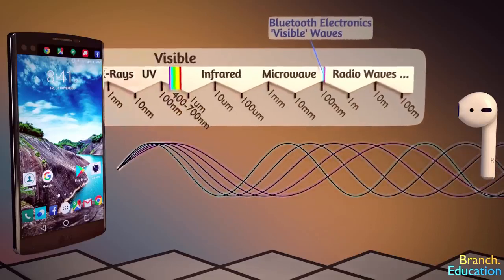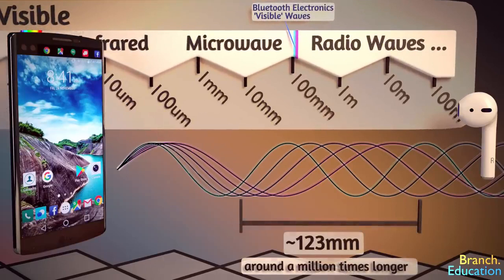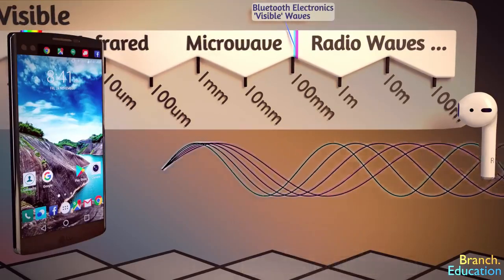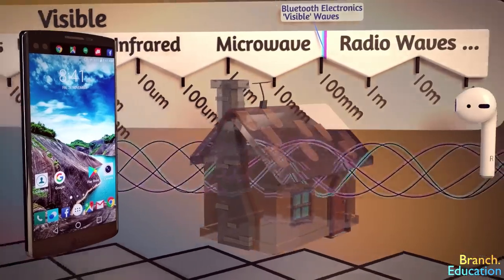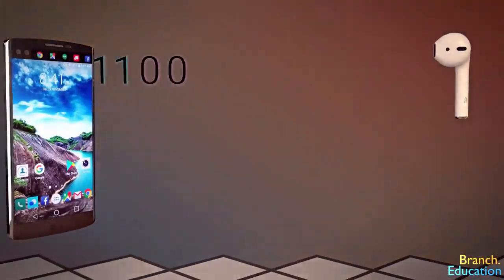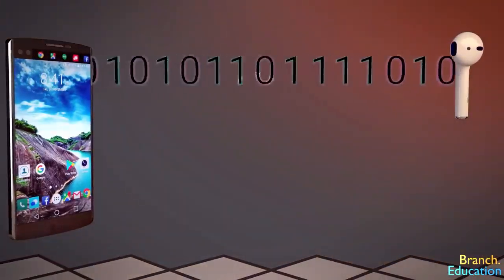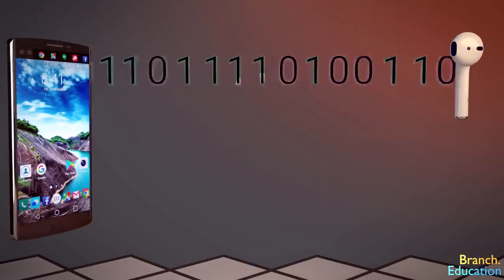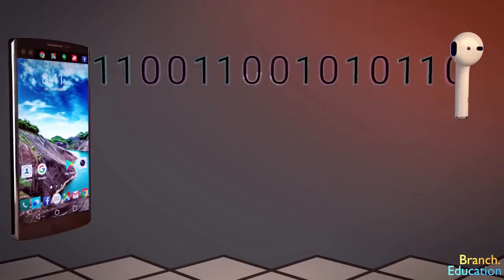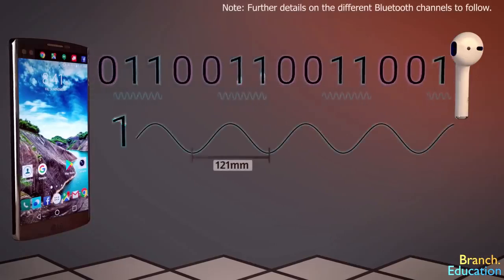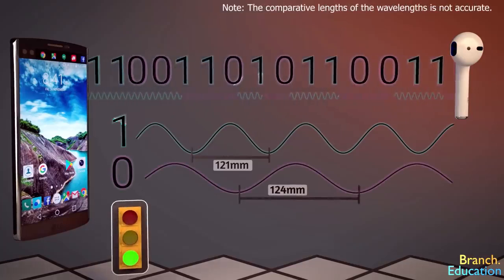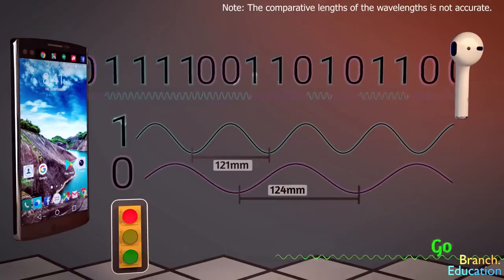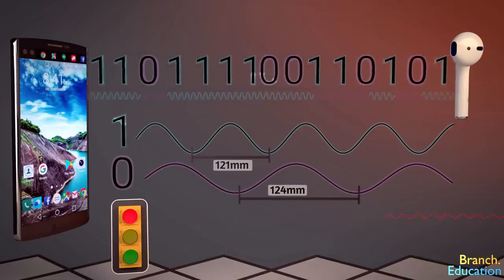Specifically, Bluetooth uses waves that are around 123 millimeters in wavelength. They are invisible to the human eye and can generally pass through obstructions like walls, rather like visible light passing through glass. When your smartphone sends a long string of binary ones and zeros to your earbuds, it communicates these ones and zeros by designating a wavelength of 121 millimeters as a 1 and a wavelength of 124 millimeters as a 0, similar to the 540 nanometer green and the 700 nanometer red colors of the traffic light.